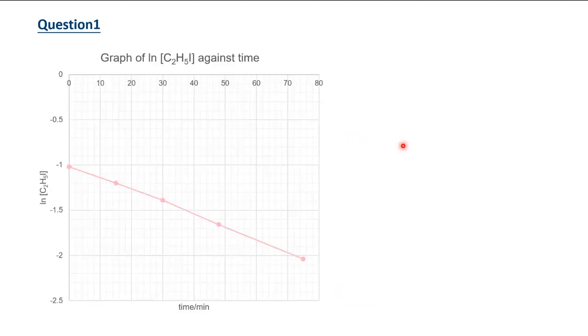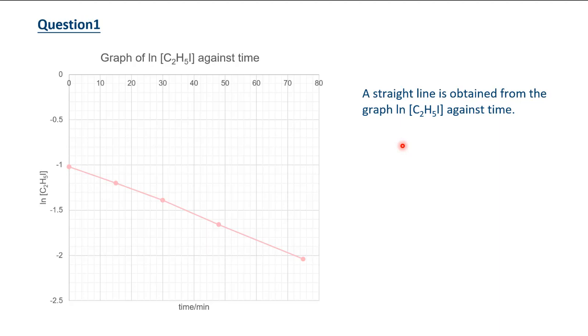You need to do some explanation, and here it goes. A straight line is obtained from the graph. Please mention what is the graph that you are plotting: ln concentration against time. Therefore, this is a first order reaction. And then come up with your rate law. So rate equals k, and then the concentration raised to power 1, which represents the first order reaction.